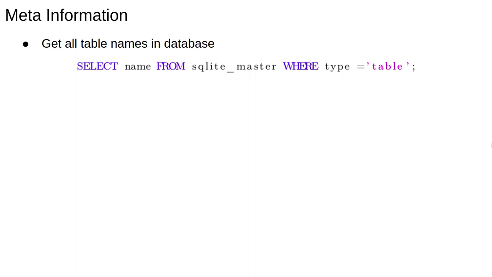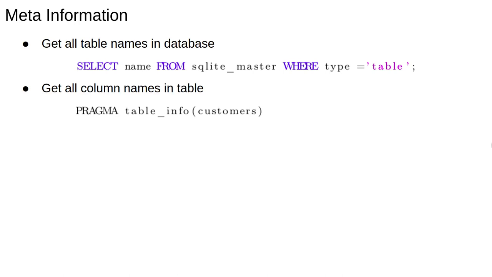A very useful query is select name from SQLite master where type equals table. This returns all the table names in the database. To get all the column names in a table, you can use the following: pragma table info customers. This command returns all the column names in the customers table, and note that this is one of the few commands we'll talk about that doesn't begin with the select keyword.